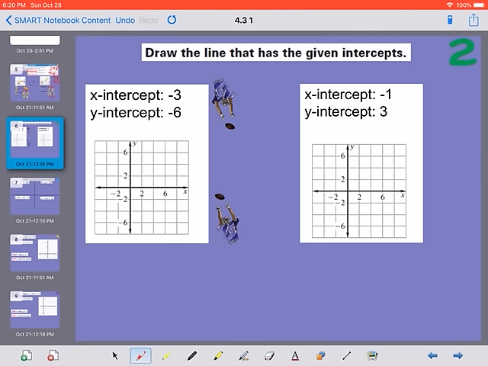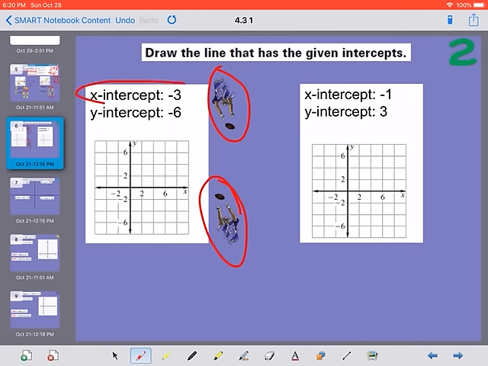Here, it just wants us to graph the line that has the given intercepts. I have these little football players here as an example for what intercept means, because in terms of football, when you're intercepting the ball, you're changing directions, or you're crossing paths with another player. This is when we're crossing the x-axis. You're kind of taking over at that spot.